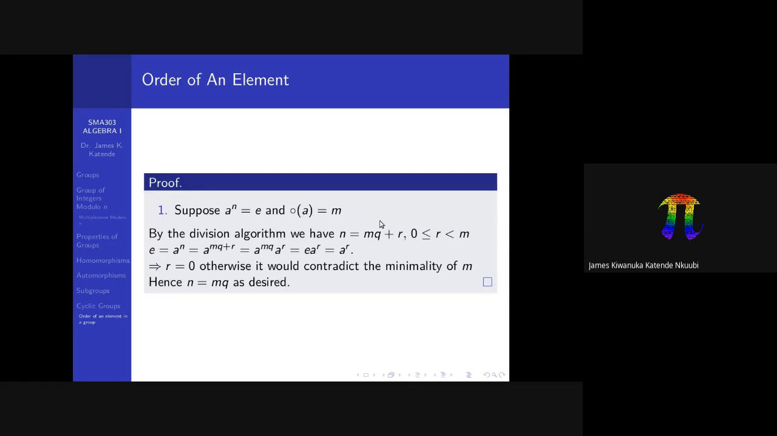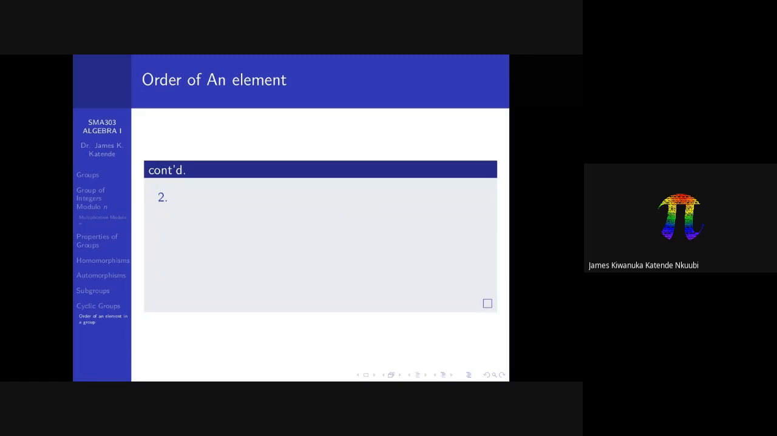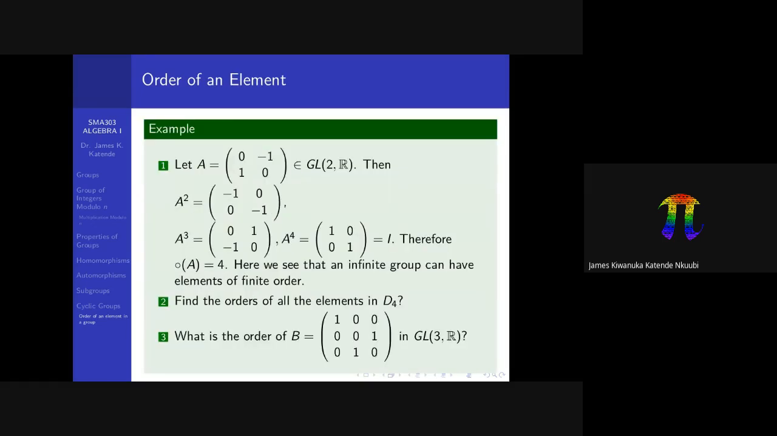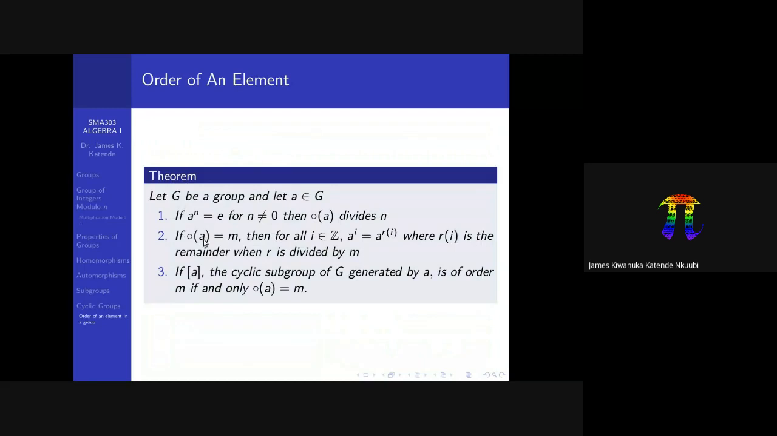Any questions on this? So we move to the next. So you need to remember what the second one said. Maybe you can go back and read it again. The second one says if the order of A is equal to M, then if you raise A to any integer I, it will still be equal to A raised to Ri, where Ri is the remainder when I is divided by M.